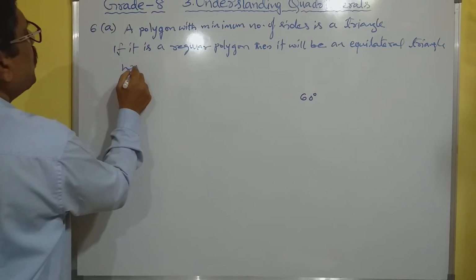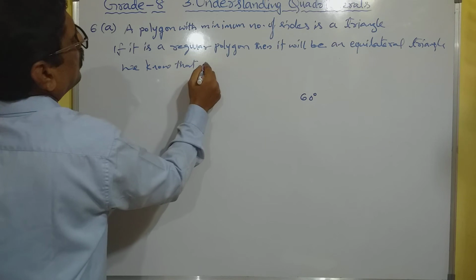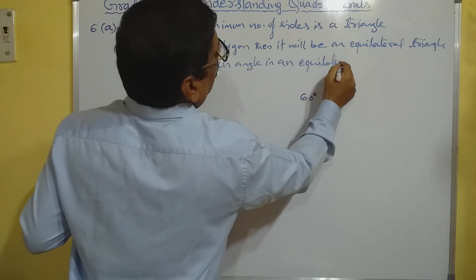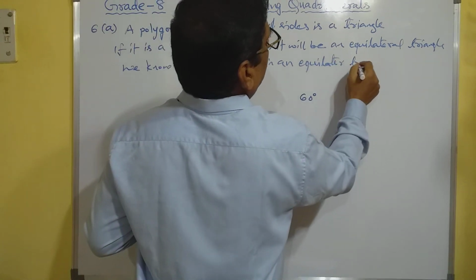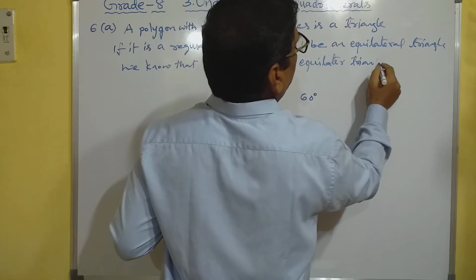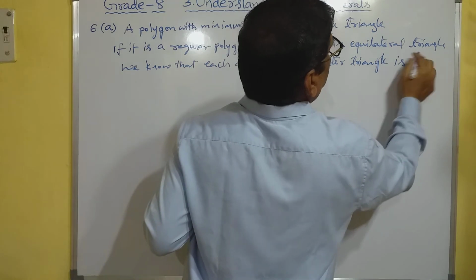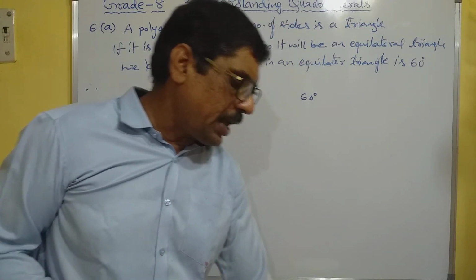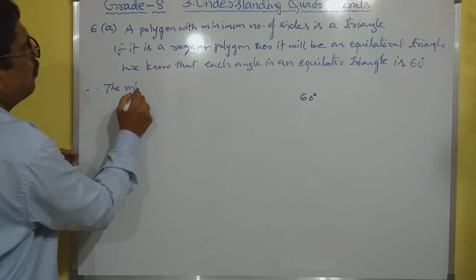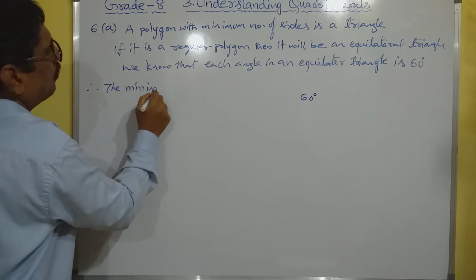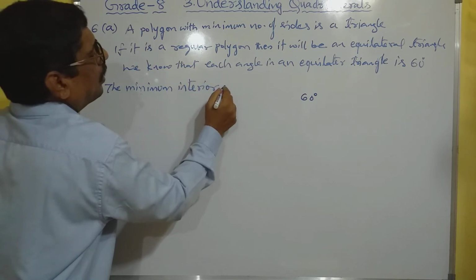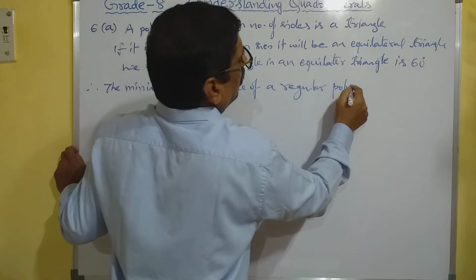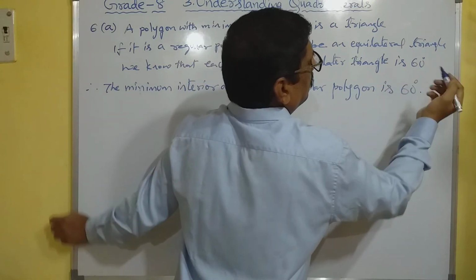Okay? And we know that each angle in an equilateral triangle, what is each angle in equilateral triangle? Is 60 degrees. Therefore, now what is the question? What is the minimum interior angle possible? Therefore, the minimum interior angle of a regular polygon is 60 degrees. Did you understand?